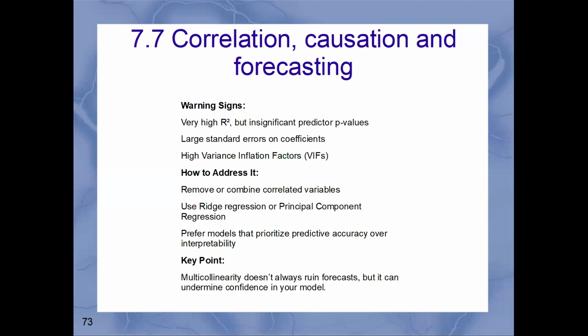And how to address it: we can remove or combine correlated variables. So for example, in the atmosphere, we actually take temperature and humidity and make something called virtual temperature. We also use ridge regression, and we prefer models that prioritize predictive accuracy over interpretability. So what we want are models that are simple and that predict the data well.